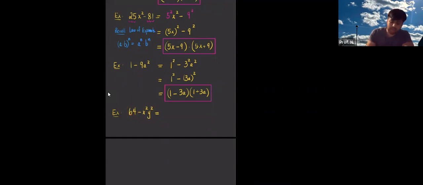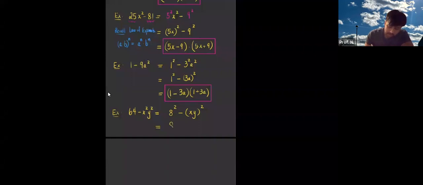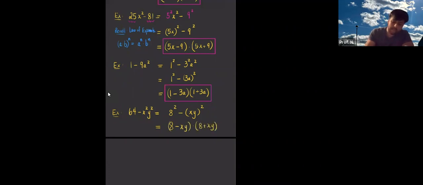So I can rewrite this as 8 squared minus (xy) squared. So I have the form of the difference of two squares. So now I can write this as 8 minus xy times 8 plus xy. And now I have the factorization. I did it.